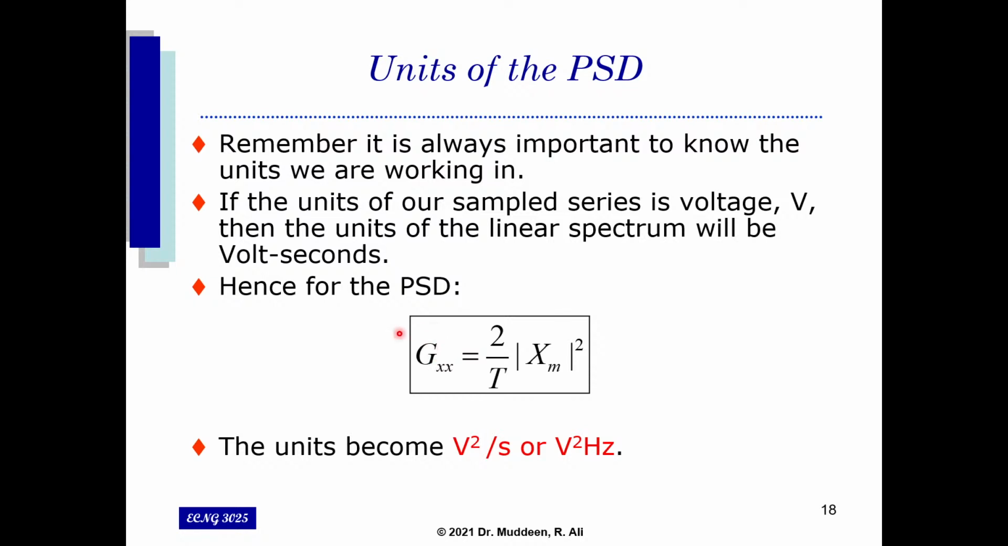So power spectral density, this is the formula that you're going to be using: 2 divided by T multiplied by the magnitude of x of m all squared. The units for this power spectral density formula are volts squared divided by seconds, or volts squared per Hz in particular.